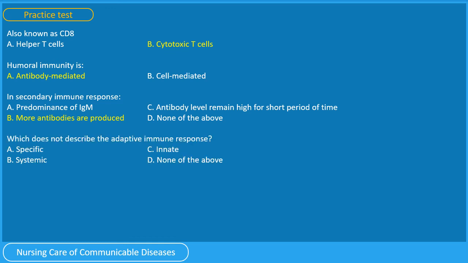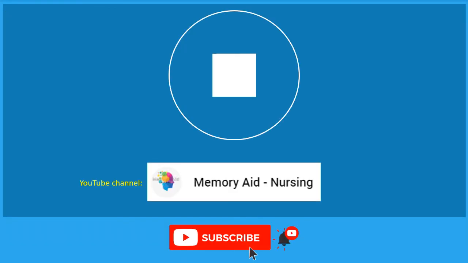Which does not describe the adaptive immune response? A is specific, B systemic, C innate, or D none of the above. You have 5 seconds. And the correct answer is C, innate, because the innate immunity describes the first two lines of defense, which are non-specific as well. If you got 4 questions correctly, you did a good job. If not, rewind this video to check your answers.